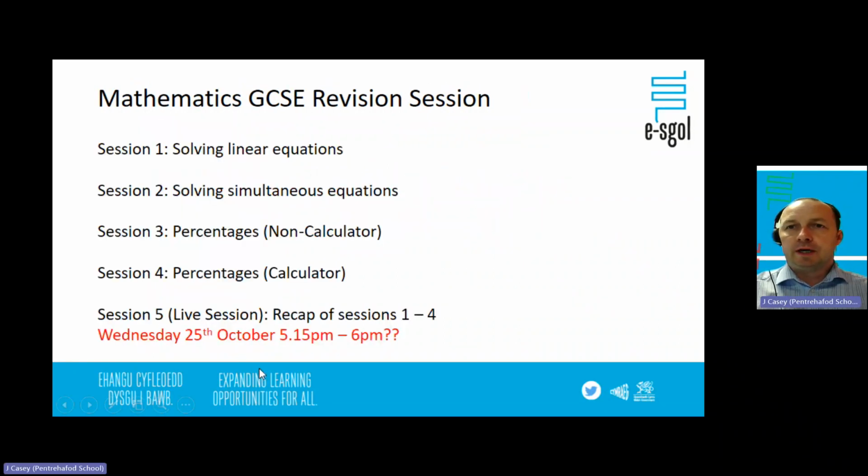We're going to be looking at 4 sessions between myself and Mrs. Dixon. I'm going to be doing a session on solving linear equations today. My next session is going to be solving simultaneous equations, and then Miss Dixon will look at a couple of percentage topics. And then the final session will be myself and Mrs. Dixon, just recapping on the sessions that we've been through.